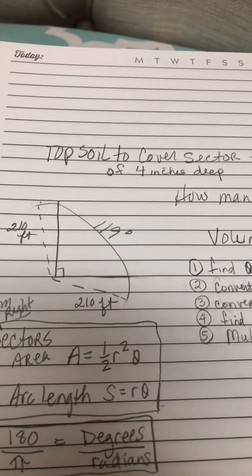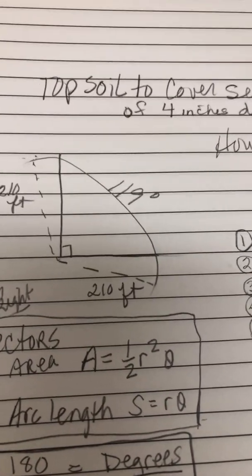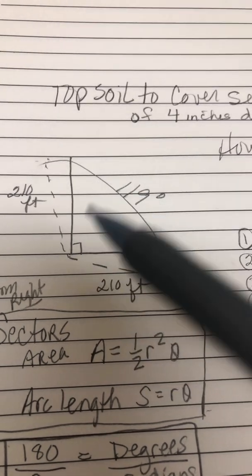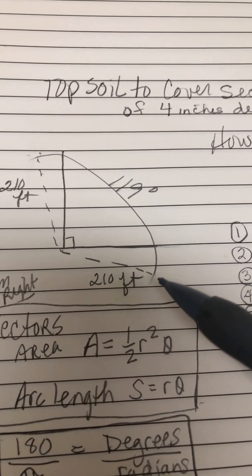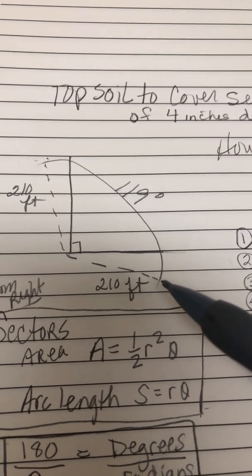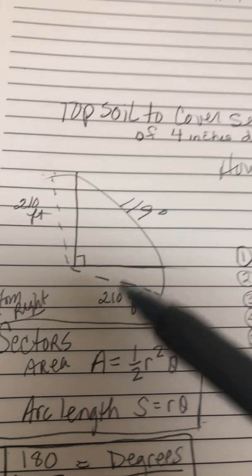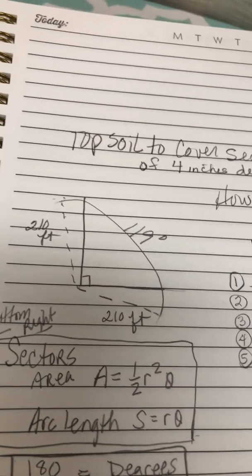Okay, for this one, they have this shape here. It's like a ball field, and they want to cover it in 4 inches of topsoil. They need to know how many cubic yards of topsoil they need for this. So it's a sector is what it's called.